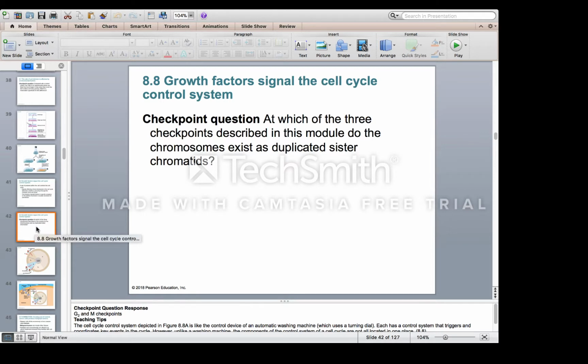So, checkpoint. At which of the 3 checkpoints described in this module do the chromosomes exist as duplicated sister chromatids? So remember, after the S phase of interphase, we had the G2 phase. The G2 phase was where we grew just a little bit. So that's one of the 3 checkpoints. The other one is actually in mitosis. So it's going to exist as duplicated sister chromatids in karyokinesis, which is division of the nucleus. Karyon refers to the nucleus, kinesis refers to division, so you just have division of the nucleus.